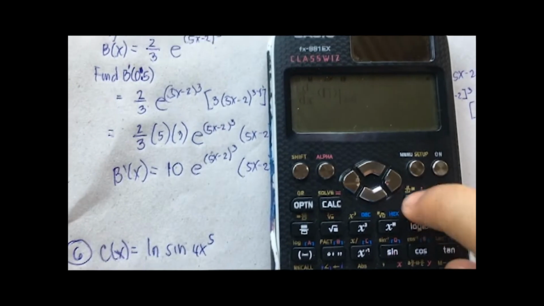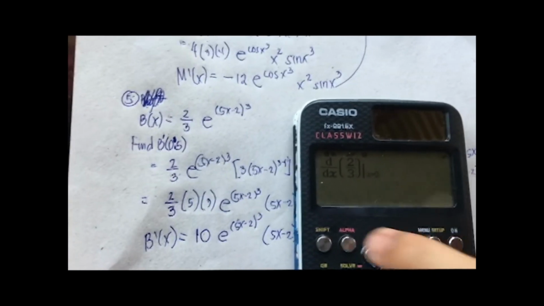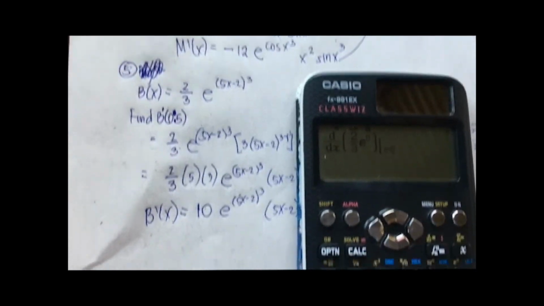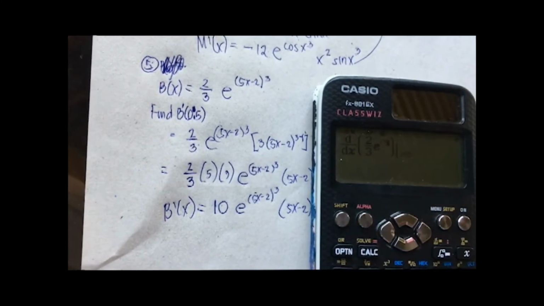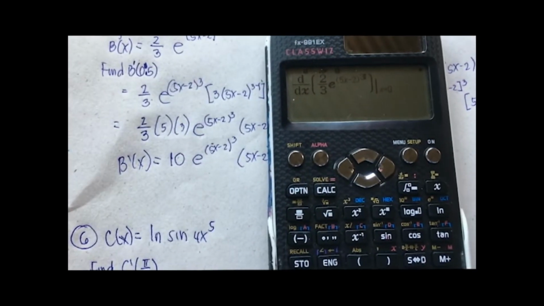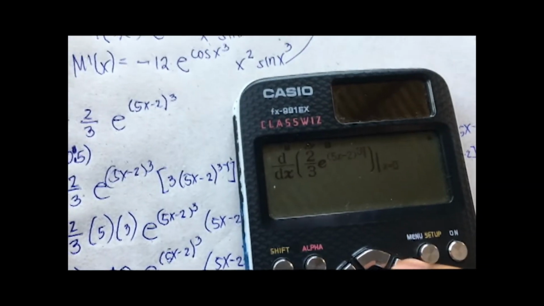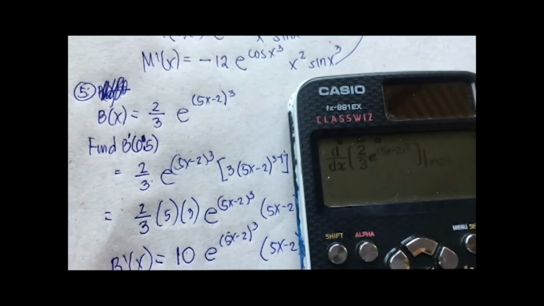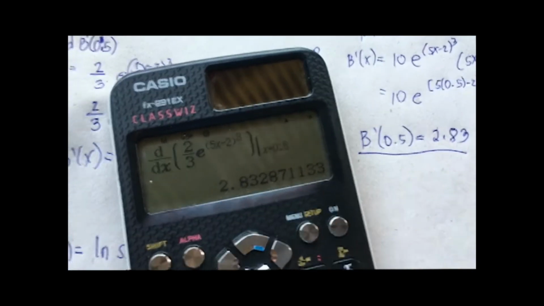Shift, integral, 2/3, e raised to 5x. Okay, is it the same? Yes, the same. So the value of x is 0.5. Ayan, so the same: 2.83.